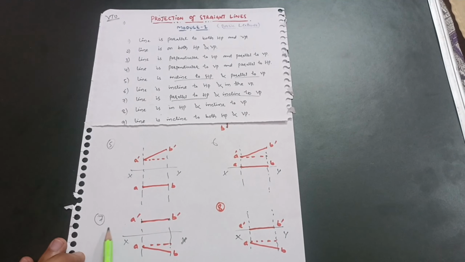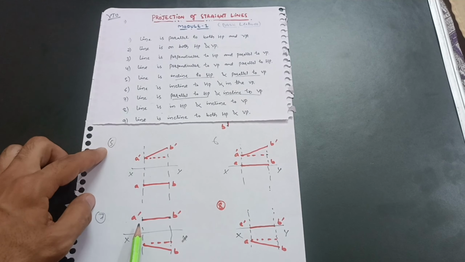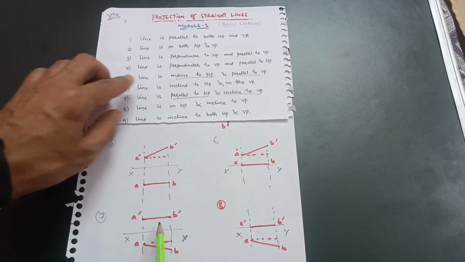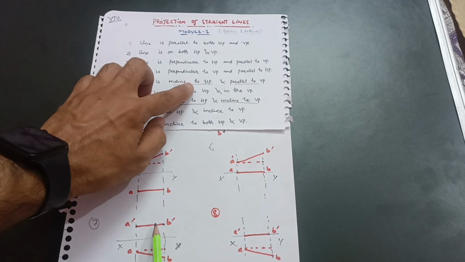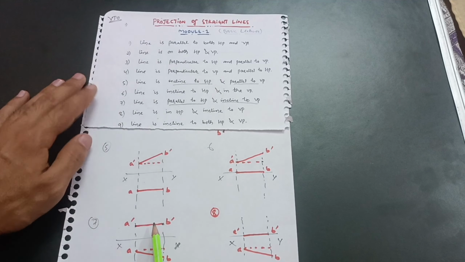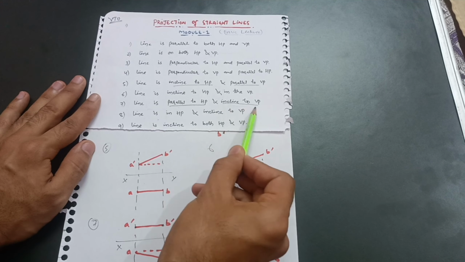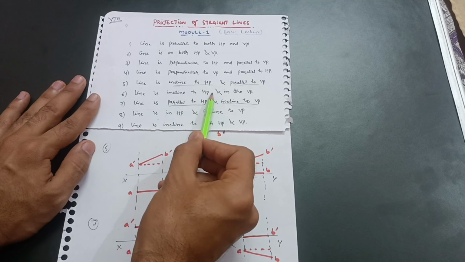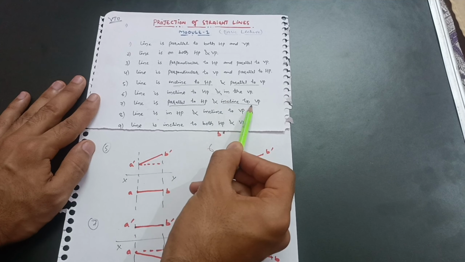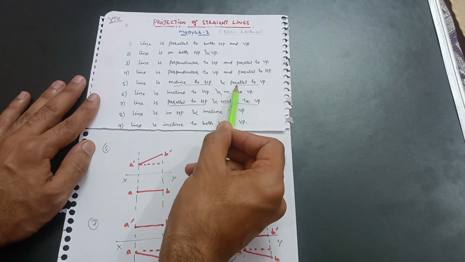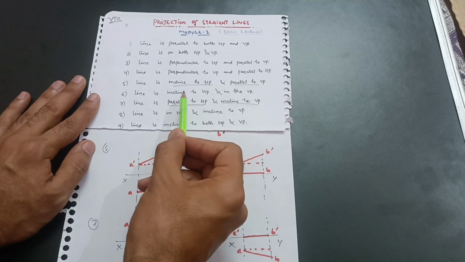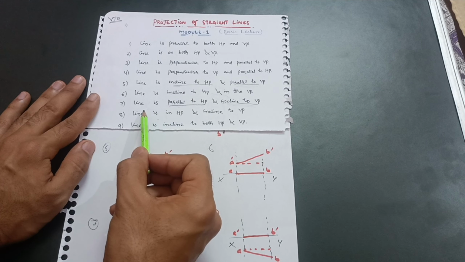So if you just see, the seventh case is totally opposite of the fifth case. In the fifth case, the line is inclined to HP and parallel to VP, right? In the seventh case, it is inclined to VP and parallel to HP. So this is totally opposite. The fifth is the totally opposite case of the seventh over here.